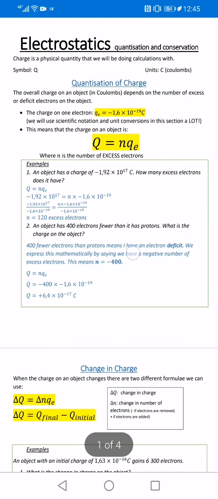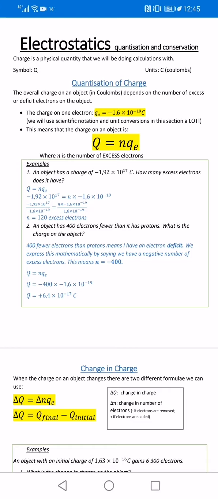Okay, now there are two major sections here for doing the maths. There's quantization of charge, and then there's conservation of charge. So quantization sounds scary, but quantization just comes from the word quantity, to quantify. So quantization of charge just means being able to actually measure it, being able to determine how much of it we have.